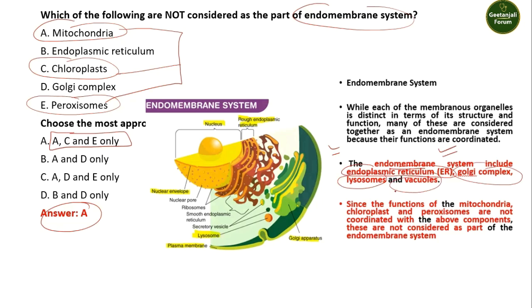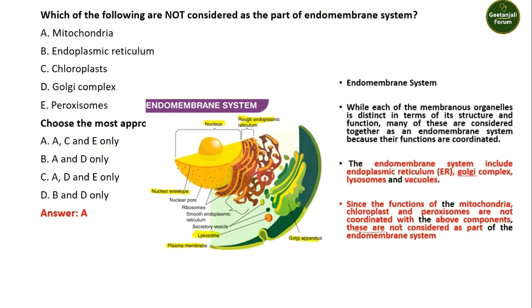These are part of endomembrane system. Now, which are not part of endomembrane system? These include mitochondria, chloroplast and peroxisomes. You can see here, these are not considered as part of the endomembrane system. So this is the answer.